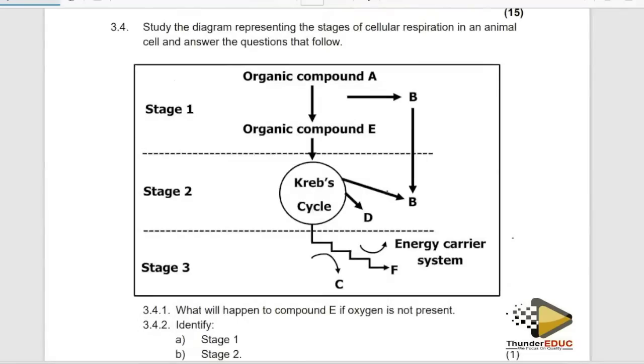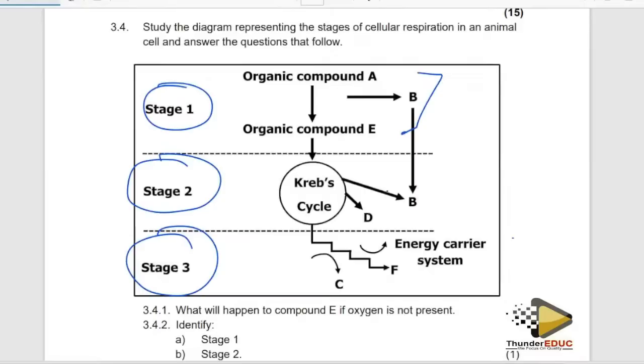Study the diagram representing the stages of cellular respiration in an animal cell, and answer the questions that follow. So here you have, basically, this is which stage? This is glycolysis, this is the Krebs cycle, this is oxidative phosphorylation. So you have to know what happens in glycolysis. Remember you have the six carbon atom molecule, 1, 2, 3, 4, 5, 6, which breaks down into 3. So the 3 enter the Krebs cycle.